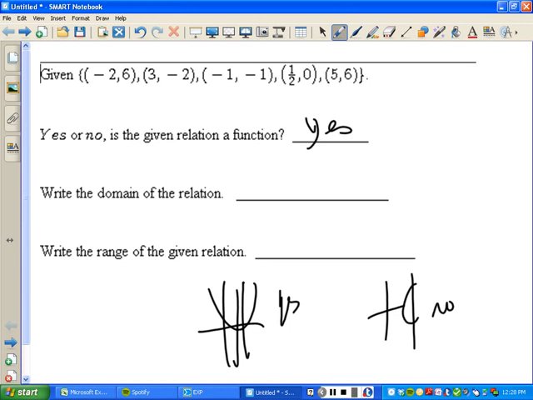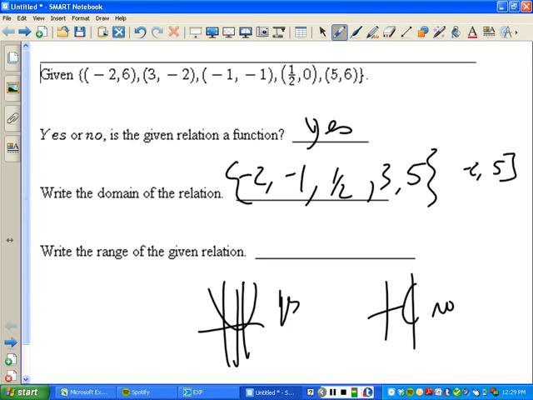That's the idea there. Now, what's the domain? The domain is -2, -1, 1/2, 3, and 5. Now, here's my question. Can we write that as -2, 5? Yeah. Sure. No. Yeah. No. Right now, people go like this. Yes, no, maybe. If the mood hits us right.